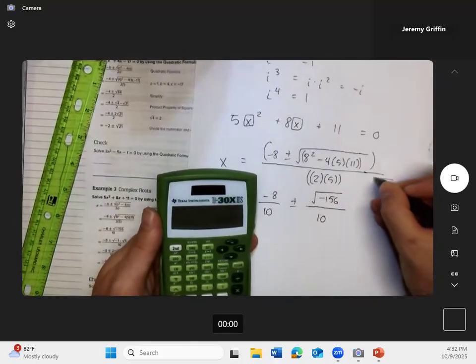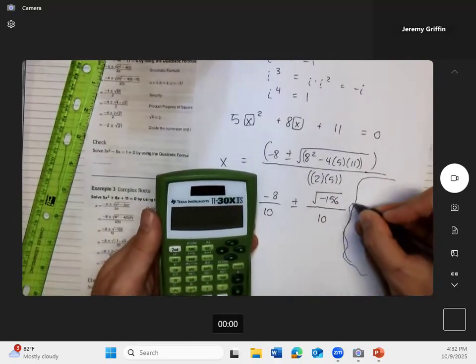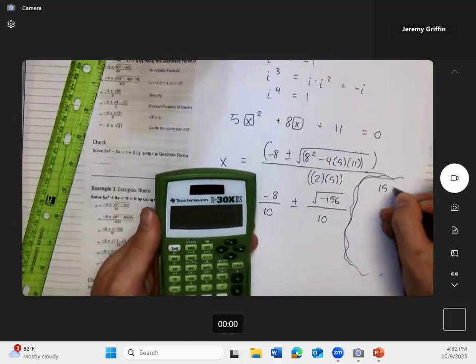Well, let me make a little factor tree over here. A little thought bubble over here. Thought problem. What does 156 break down to?